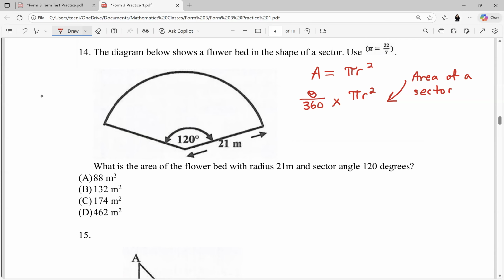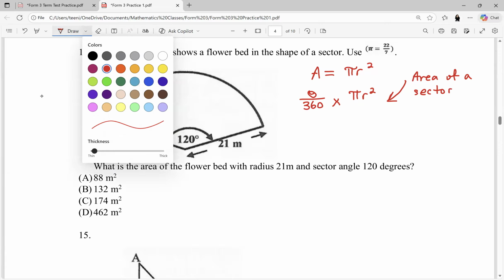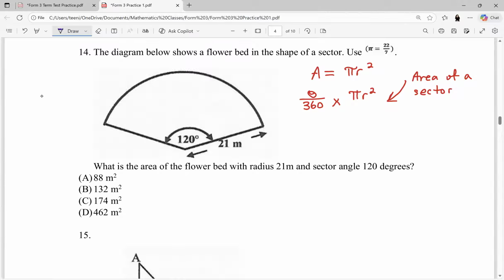Because essentially, if you know the whole area of the circle and you want to find out what piece of the area this is, you would need to know what fraction of the entire circle that represents. So what fraction of the entire area does this represent? Theta, in this case, is the angle of your sector. So this will be 120 over 360 times pi, and the question tells us to use pi as 22 over 7. So times 22 over 7 times radius squared.